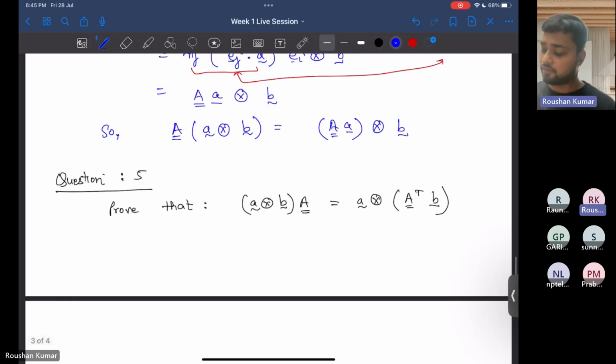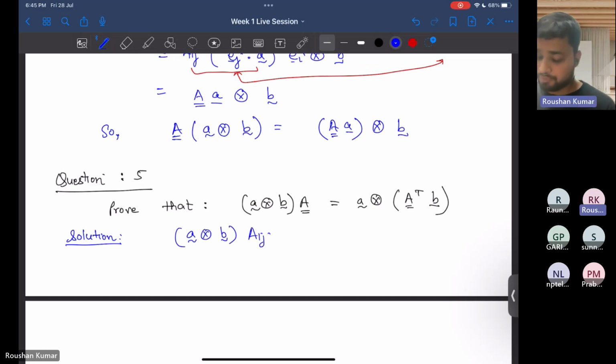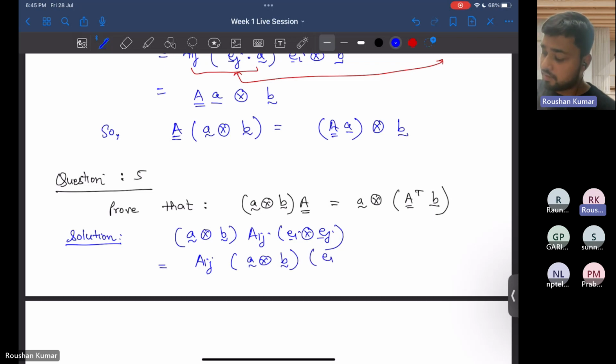Now I am going to solve this question. So the solution is: a tensor product b times A. The component of tensor A can be written as Aij, and in tensor form, Aij Ei tensor product Ej. Here Aij we can put outside the tensor product, so it becomes a tensor product b times Ei tensor product Ej.